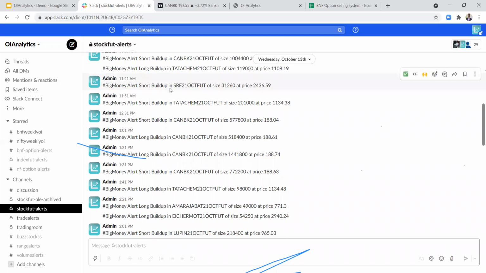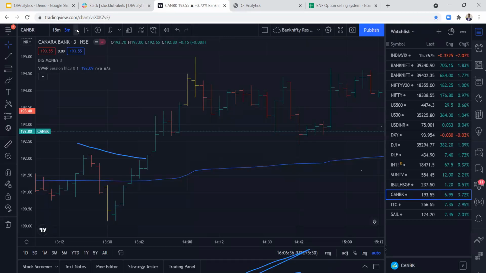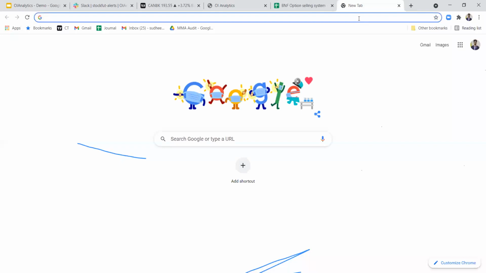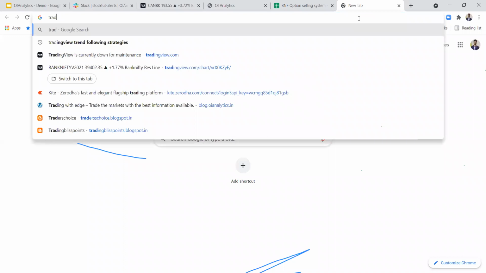Excuse me, this yellow candle, what is this one after the big one? Yeah, go ahead, sir. I just wanted to check with you how do we include this big money indicator? I'll do one thing. I'll share the link of the indicator with you on the Zoom. You can take that and use it.